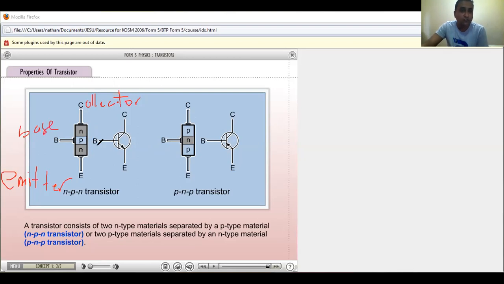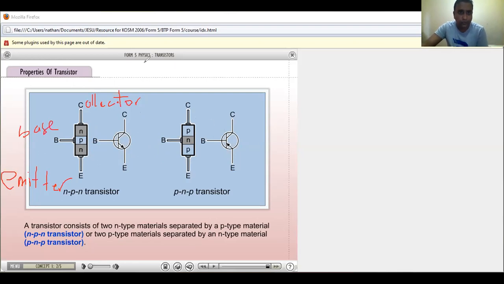Now the actual symbol for NPN is like this, with the arrow going down. For PNP, the arrow is going up. So emitter, base, collector. The arrow shows the direction of current. Later we'll see why.